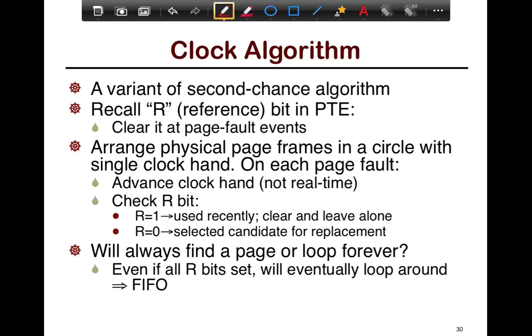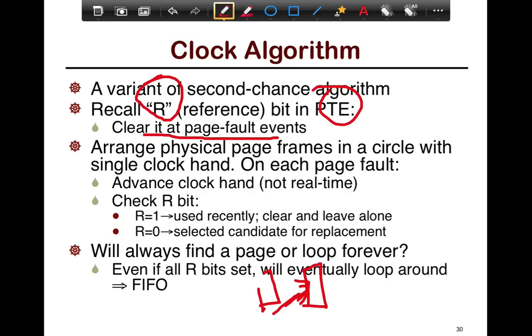A variant of the second chance algorithm that's implemented in Linux is known as the clock algorithm. So remember the reference bit in the page table entry, which indicates if a given page was referenced in a given clock period. So what we do first is we clear it at page fault events. I'll describe how the algorithm works first and then try to give you an intuition as to what it's trying to do. So we take all the physical frames in your system and arrange them on a circle, okay? Imagine there's a single clock hand that's moving between these pages.